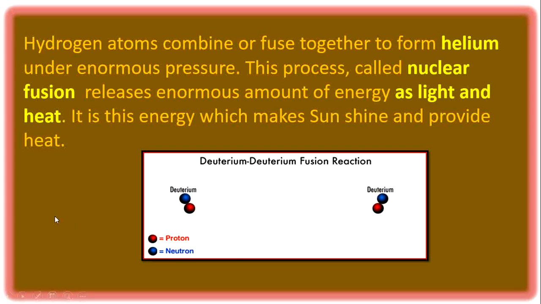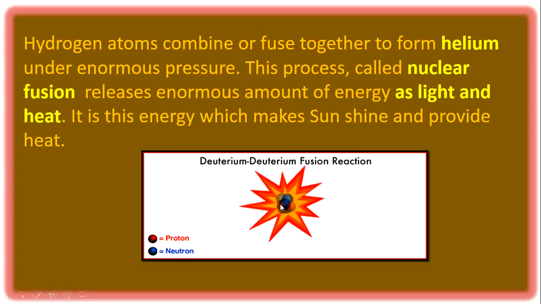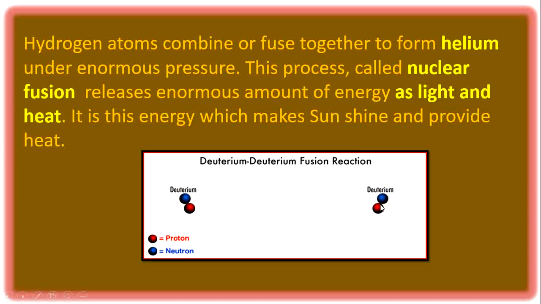See this diagram here. Deuterium is a form of hydrogen. So deuterium combined together forms helium. During this process, it produces light and heat.